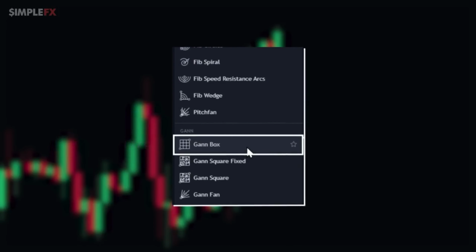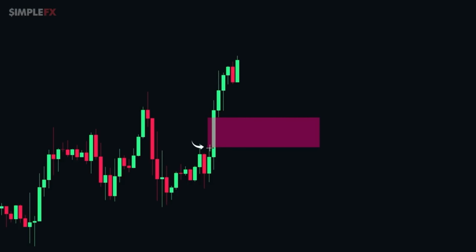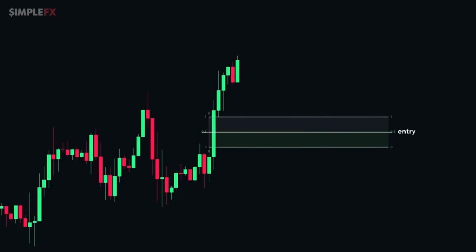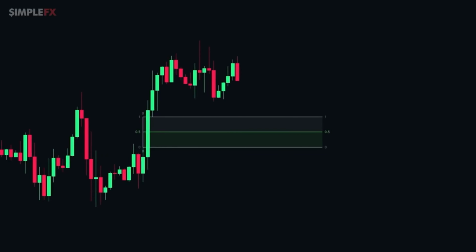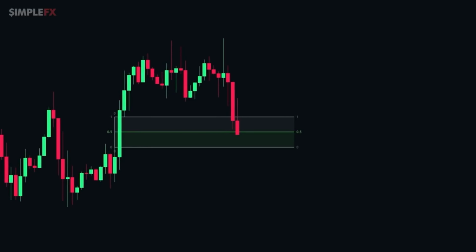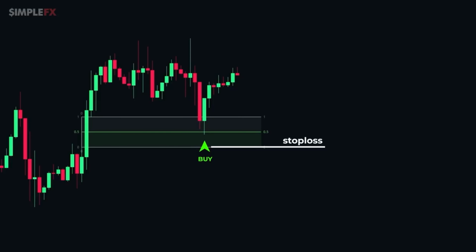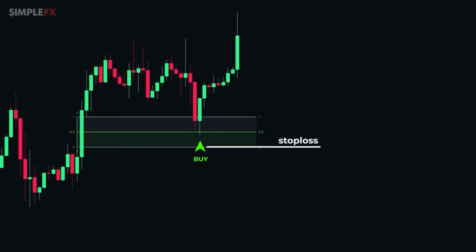To do that, we use the same Fibonacci tool from earlier. Drag it from the low of the fair value gap to the high of the fair value gap, and so this middle point will be our entry. Next, you wait for the price to retrace to the midpoint. Once it does, you're good to enter the trade, so you open a buy position, and as for your stop loss, set it at the break of the fair value gap or the point of invalidation.